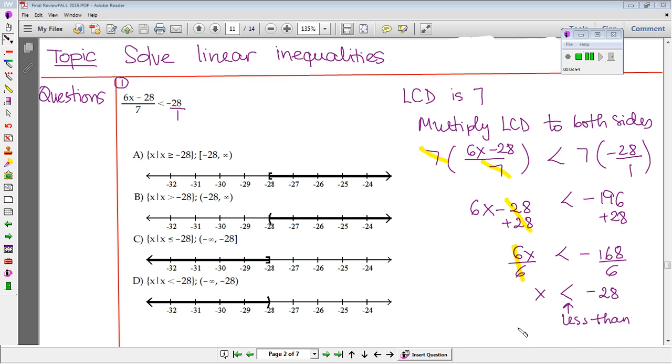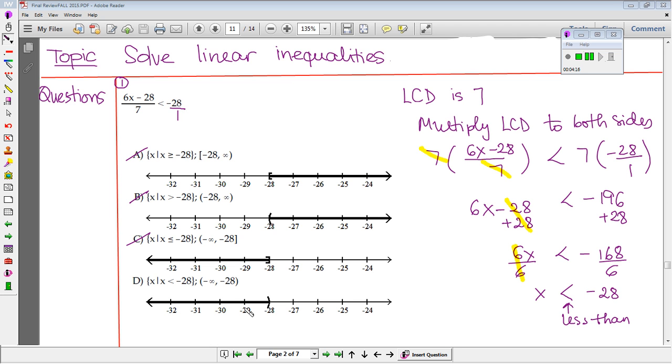So I'm going to go to our multiple choice. We're looking for the answer choice that says x is strictly less than negative 28. So it's not A, it's not B, because this is greater or equal, this is strictly greater. This is less than or equal, so no. Therefore choice D is the correct answer. They're using the set builder notation. This is the set of all the x values such that x, that number, must be strictly less than negative 28.